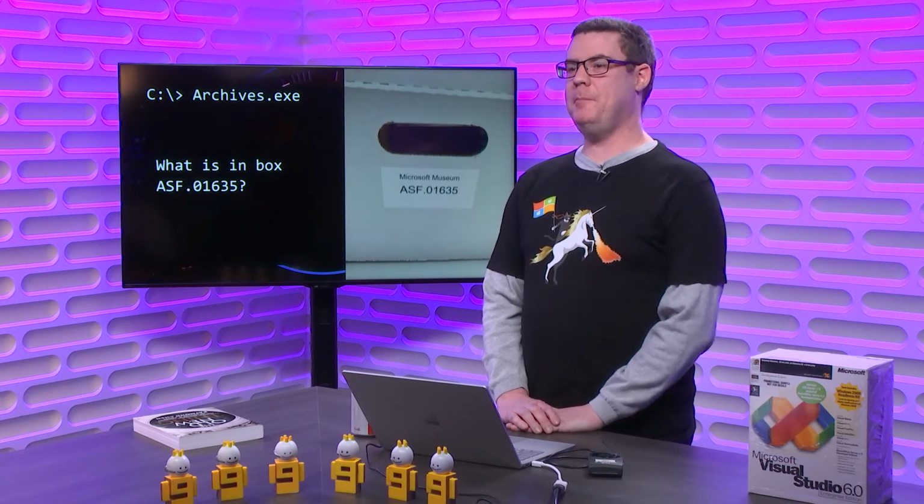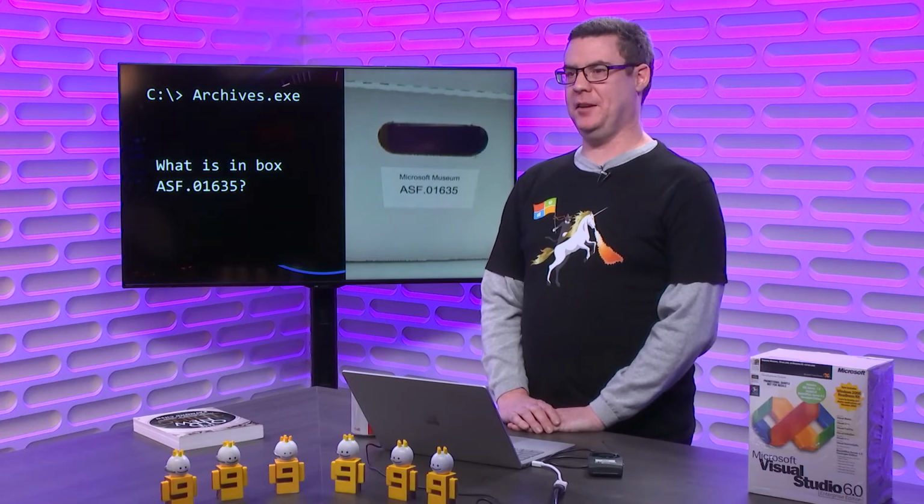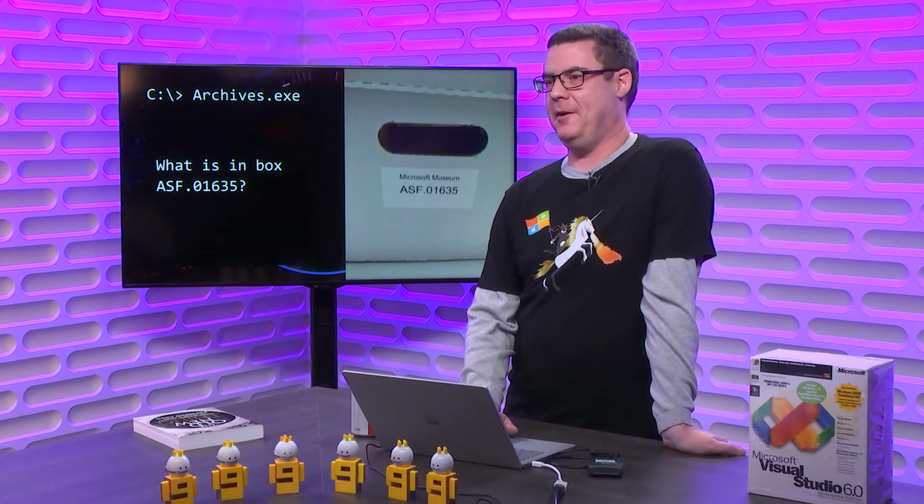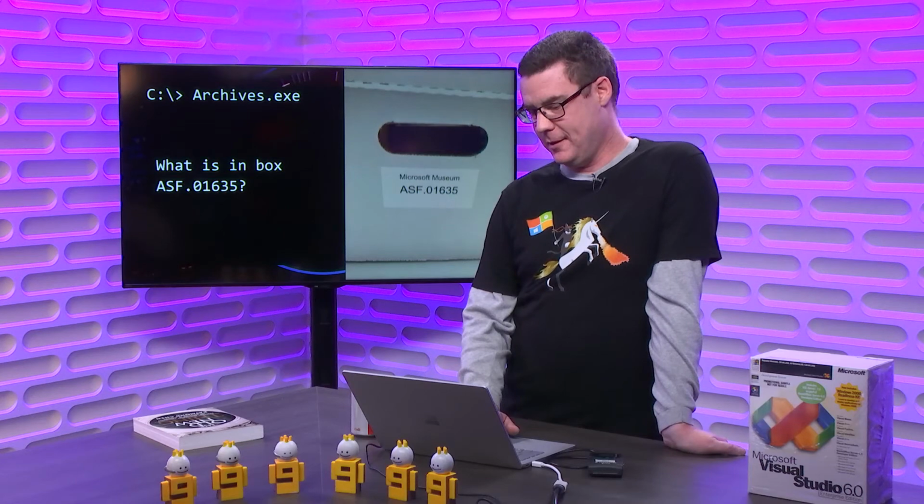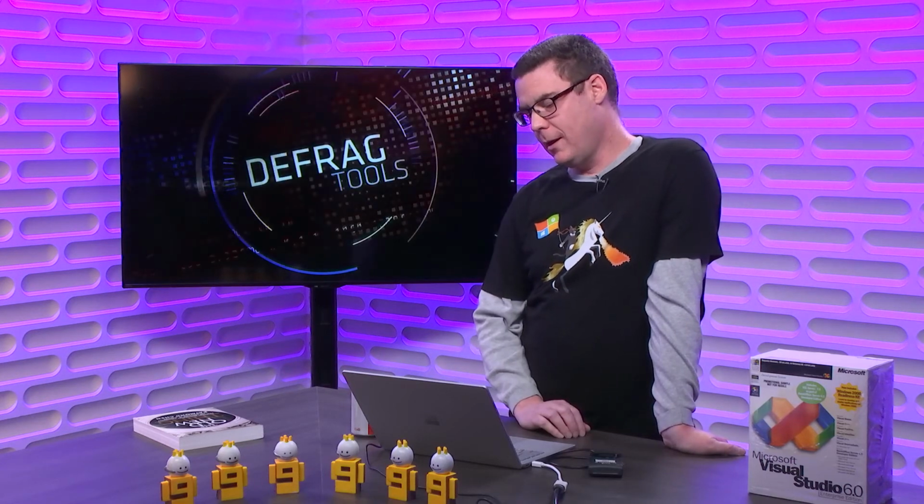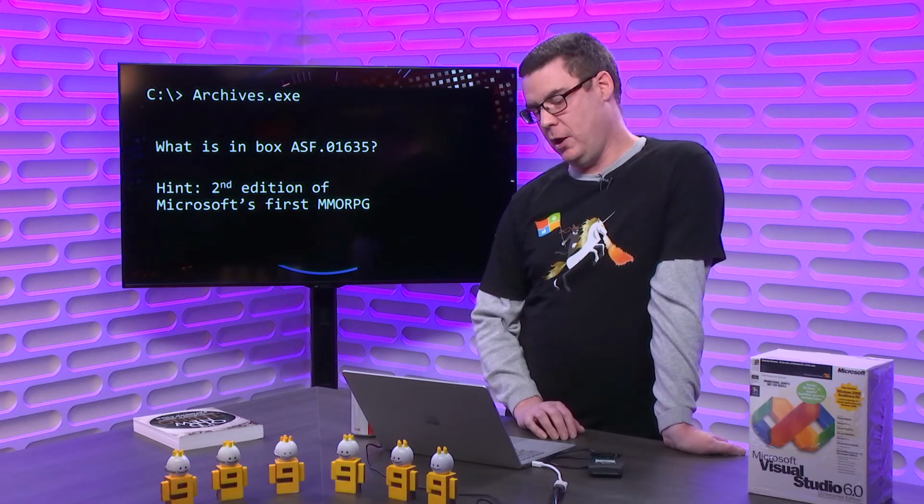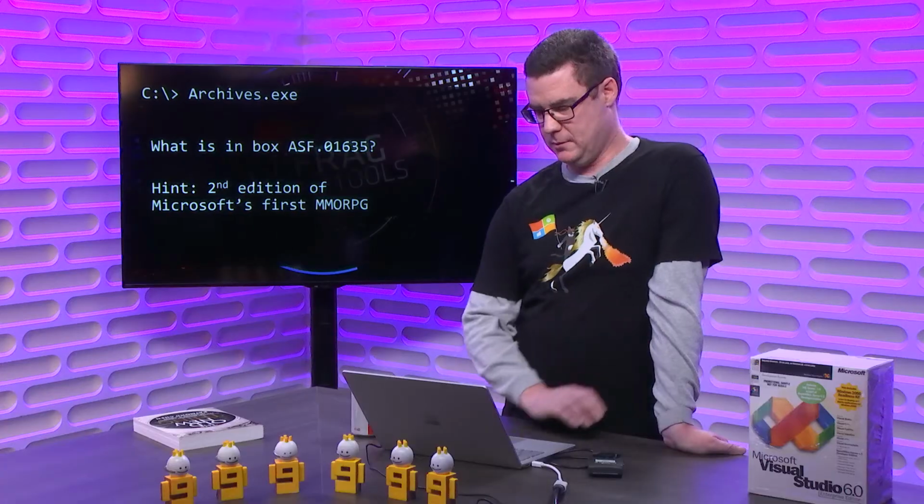What is in box ASF01635? Whoa, this is very specific. It's remarkably specific. You know, we went down a random corridor in a random area and pulled a random box. Wow, that's a hard one. I was going to say, there is a hint. It was the second edition of our first MMORPG. Was it AC2? Asheron's Call 2? Use your buzzers. Oh, Asheron's Call 2. Correct, Mundo.